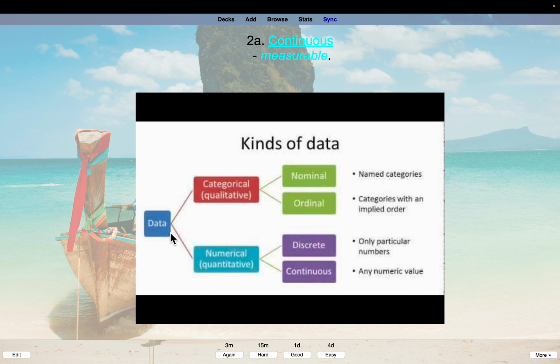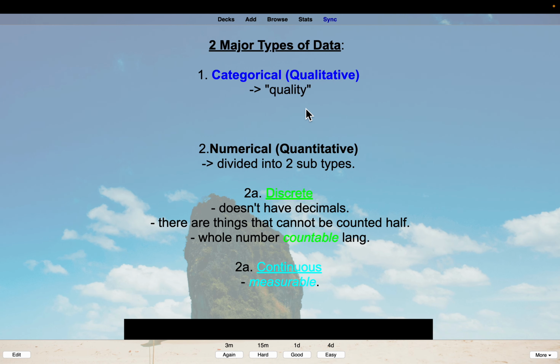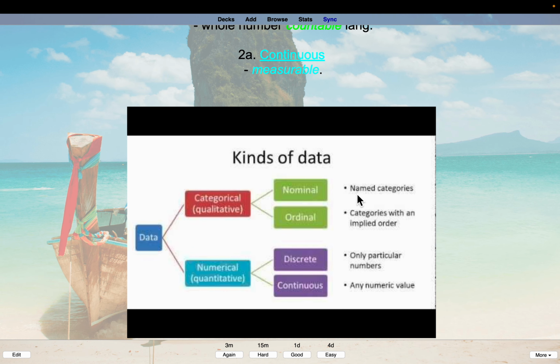So two types of data, categorical and numerical. For categorical, we have nominal and ordinal, although I didn't specify the subtypes here. Nominal, we have categories. Ordinal, there's an implied order. Discrete has only particular numbers, and continuous is any numeric value. It could also be decimals, I believe. Particular numbers, perhaps you can say that only integers are allowed in discrete because decimals are not considered integers.